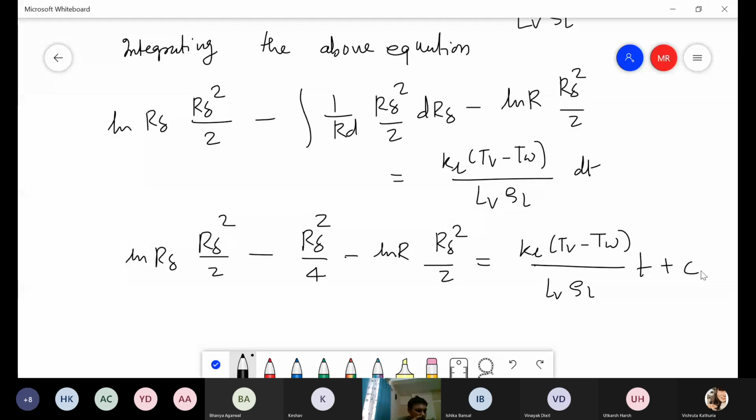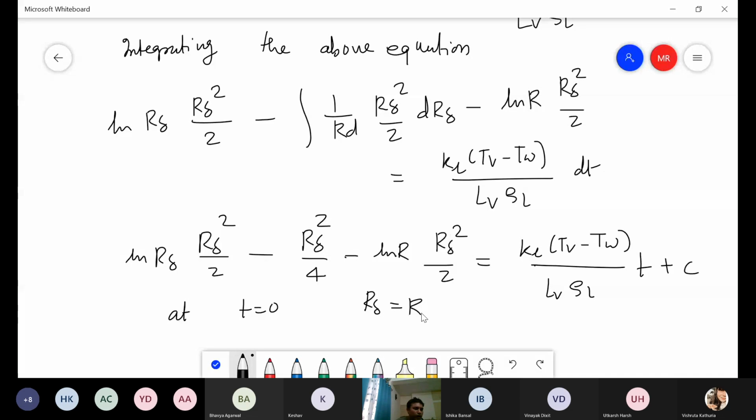Now, in this particular equation, the boundary condition we can put as: at t equals 0, r delta should be equal to r. That is, at time t equals 0, the initial time, there is no film around the horizontal tube, and therefore r delta is just equal to r.